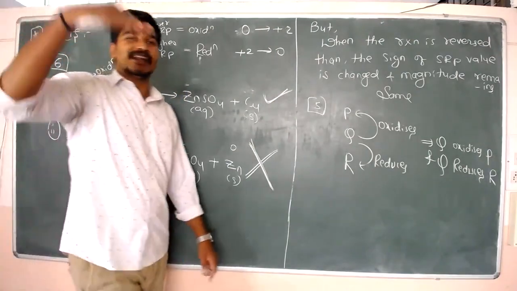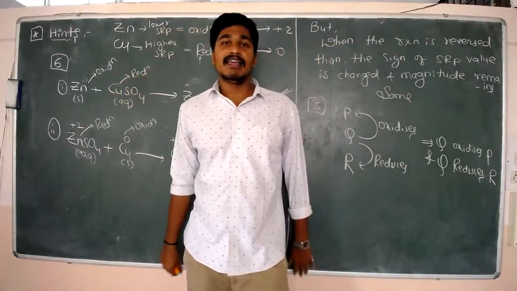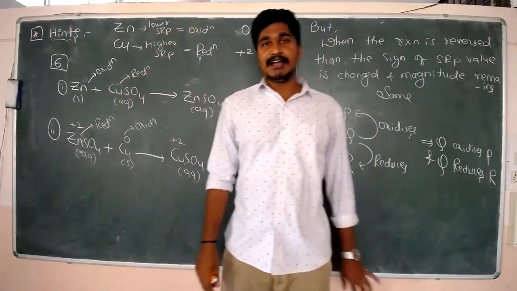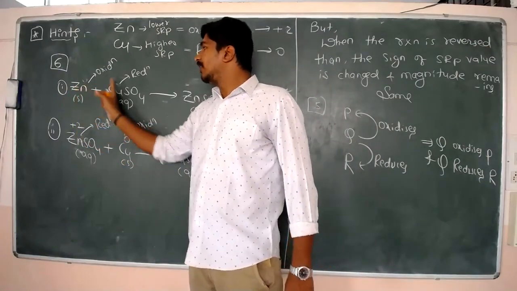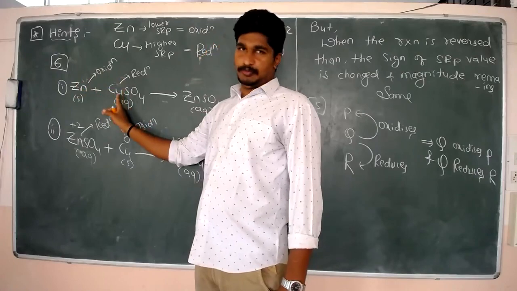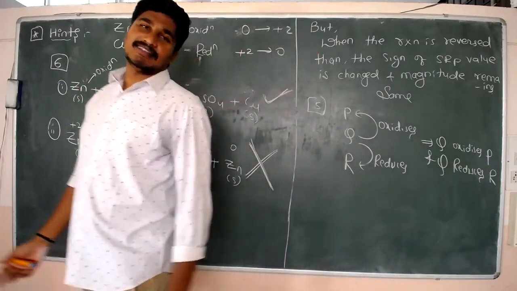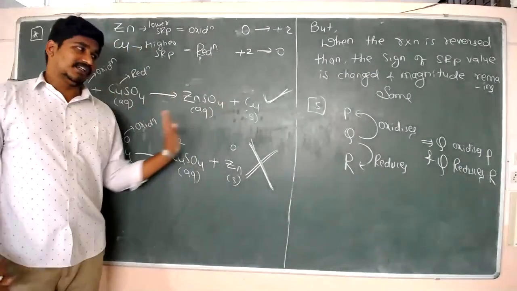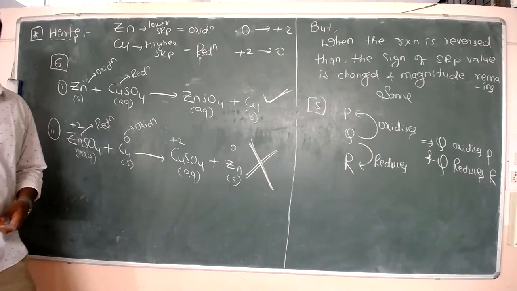Always remember, elements with lower SRP values can replace the higher SRP elements. Here, zinc is the lower SRP element. It is taking the place of copper. It can replace the copper. Correct? Means lower SRP elements can replace the higher SRP elements in the chemical reaction. This one is the sixth thing you should remember.